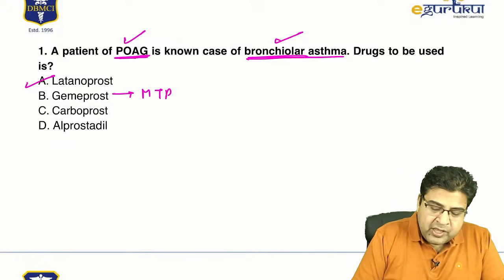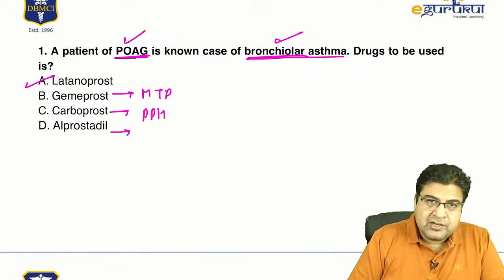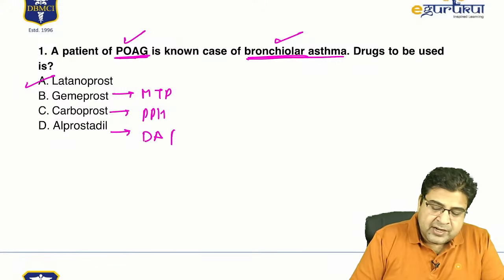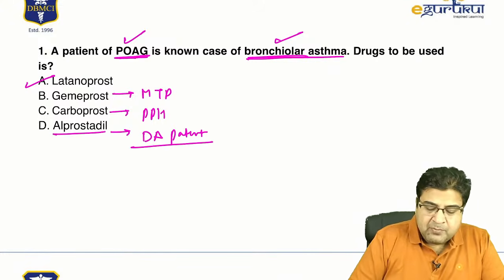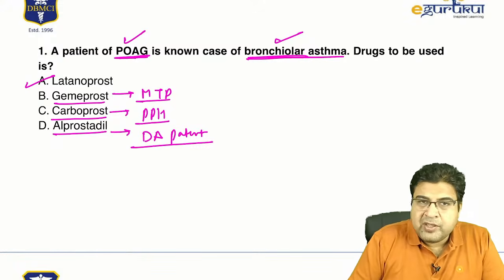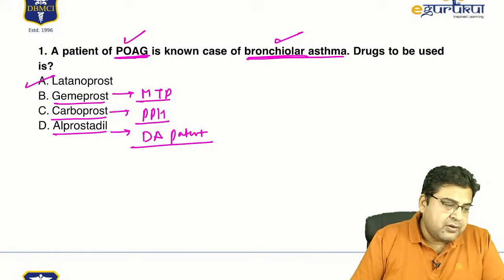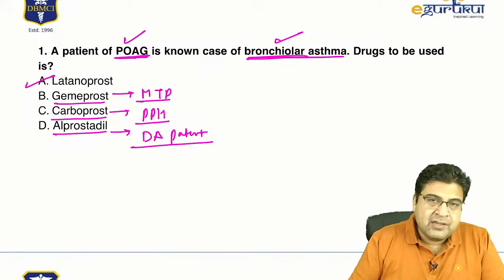Gemiprost is given for MTP. Carboprost is given for PPH, and alprostadil is a medicine for the ductus arteriosus. So when we want to keep the ductus arteriosus patent, alprostadil is given. So no drug here is given for glaucoma. So I'm still doubtful what exactly they want to ask.